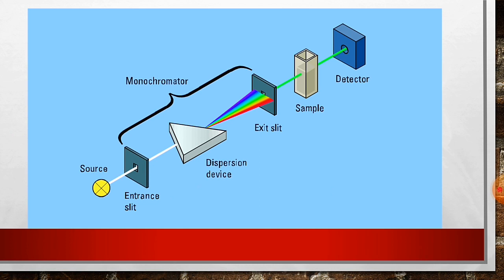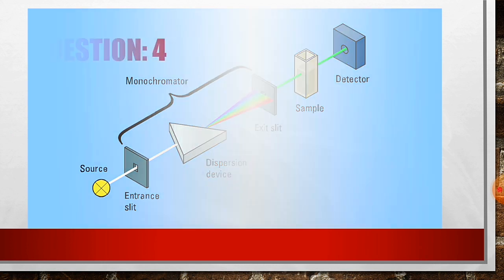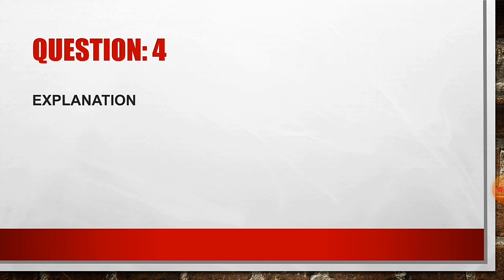Here you can see the whole pathway of UV spectroscopy, where the source will produce the UV radiation, which will pass through the entrance slit, cross the dispersive device that may be a prism, then the exit slit, and at the end, passing through the sample, it will be detected. Here the monochromator in between, you can see, basically includes the slit and the prism or other dispersive device. Now let us check the answer.